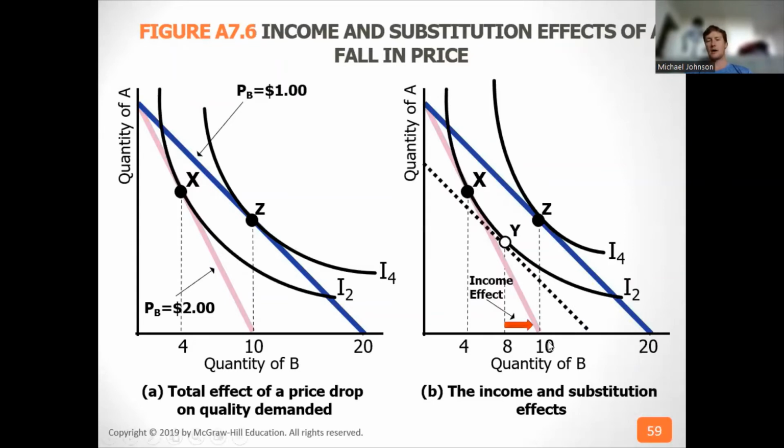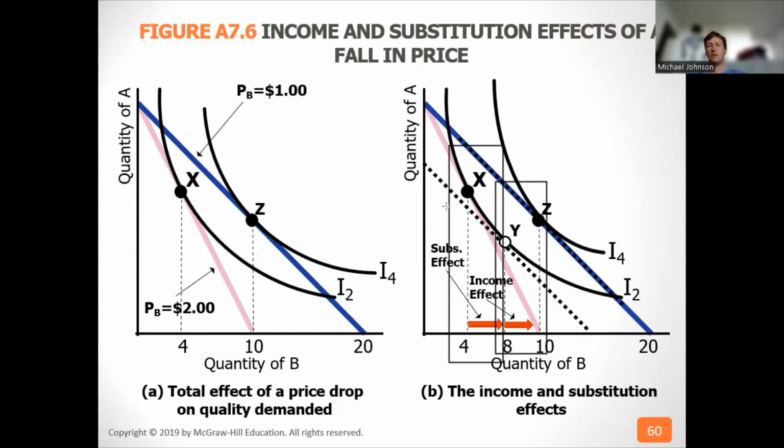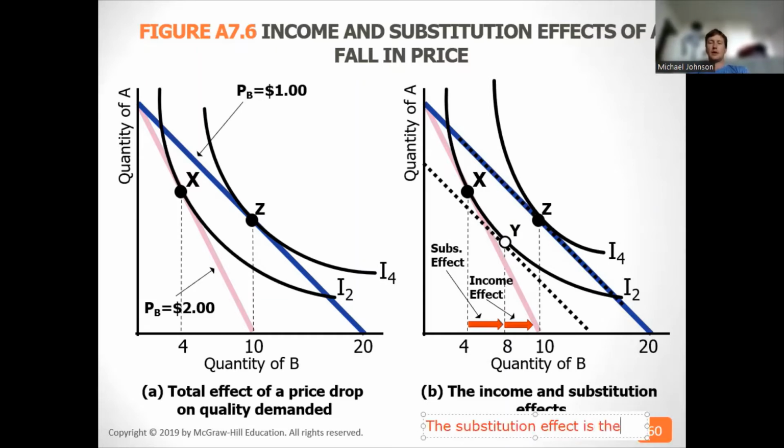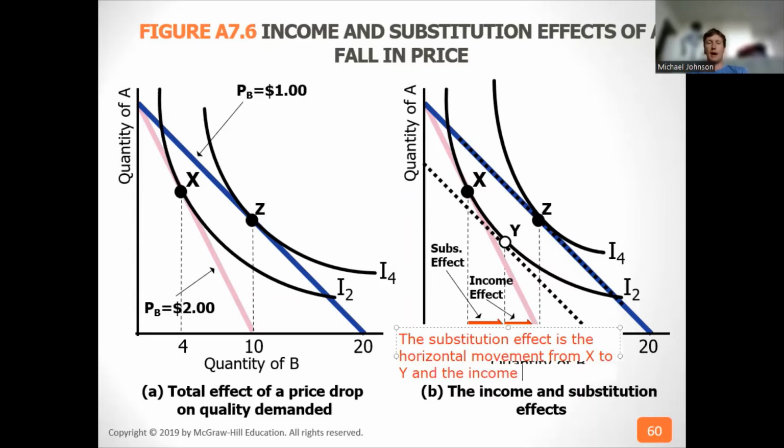So in this case, the income effect is the movement along the horizontal right there. So in this case, the income effect is this region, and the substitution effect is this region. So in that case, the substitution effect is the horizontal movement from X to Y, and the income effect is the horizontal movement from Y to Z.